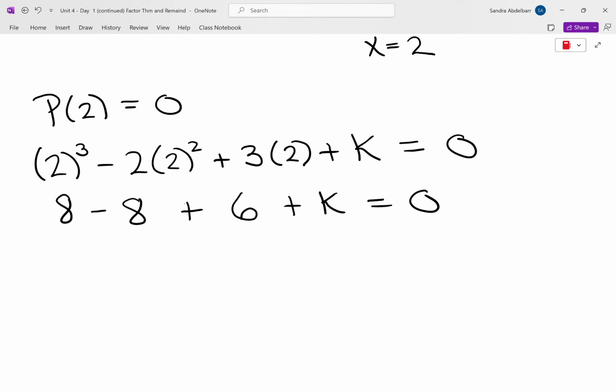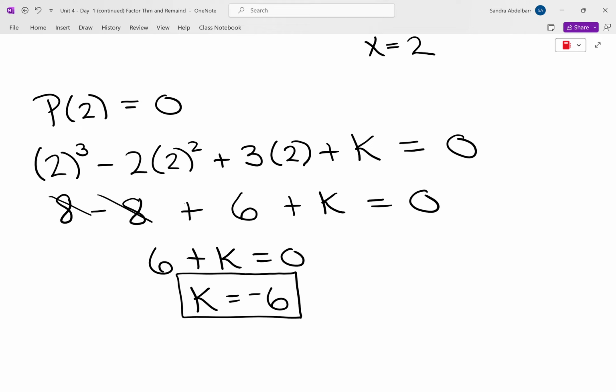Am I going too fast? So what happens with the 8's? They cancel. So now I'm going to have 6 plus k equals 0, so k has to equal negative 6. So what does that tell us? When k is negative 6, then x minus 2 will be a factor of that polynomial. All right, last problem. k equals negative 6. That's our answer, because it says what value of k, or find k.